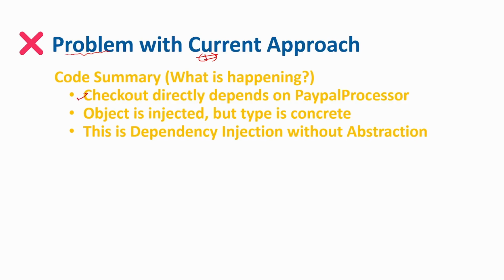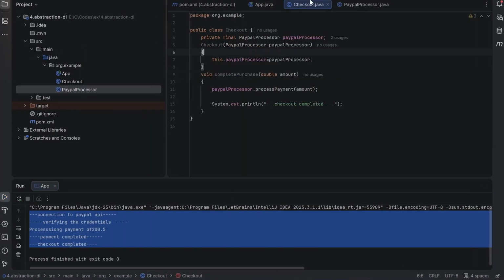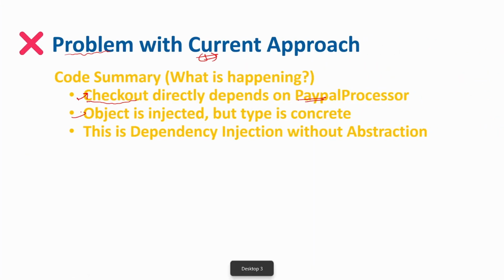As you can see from here, our checkout class directly depends on the PayPal processor. So what is the issue in this? The object is injected, since we have used dependency injection, but still the type of the object is concrete. So this is dependency injection without abstraction.